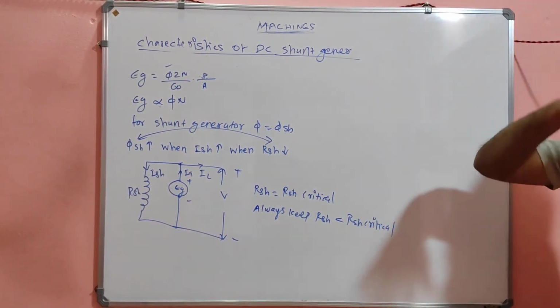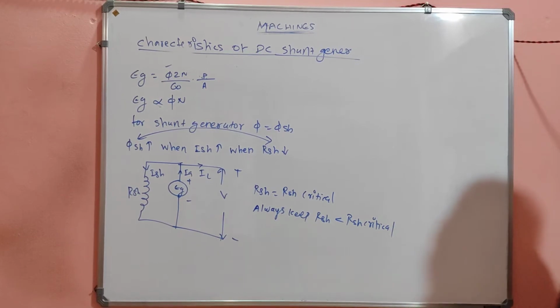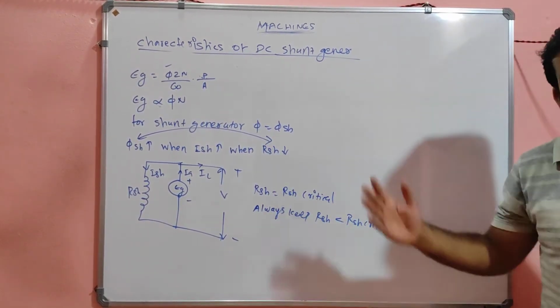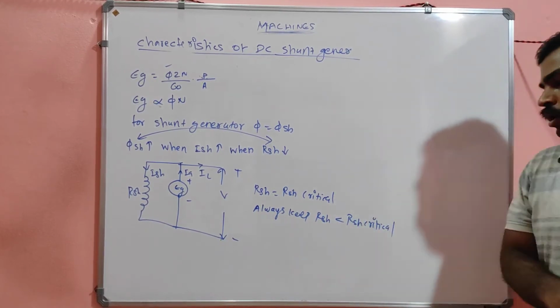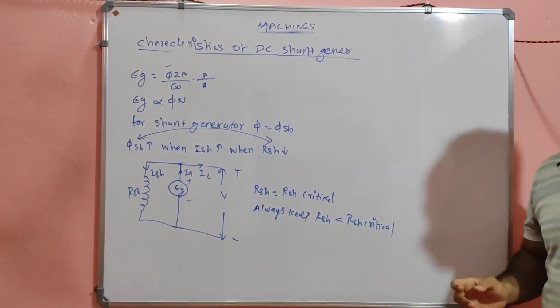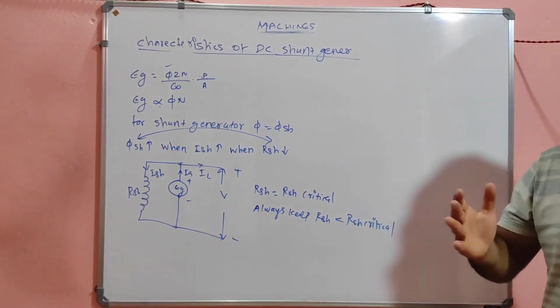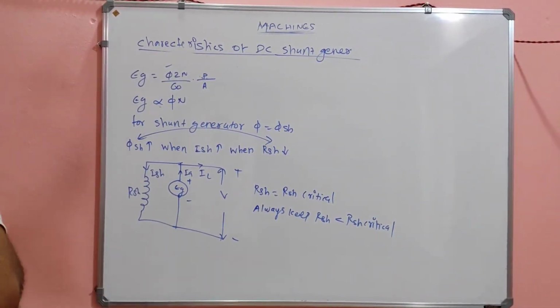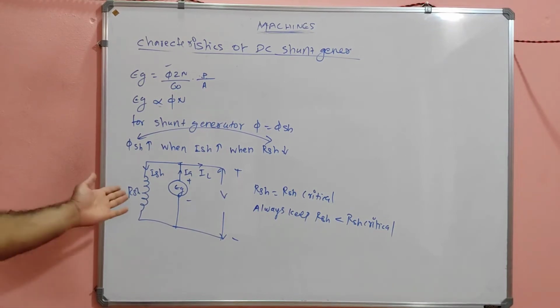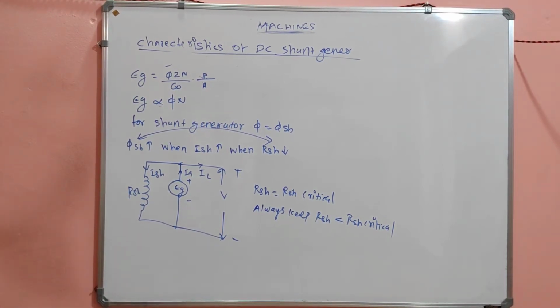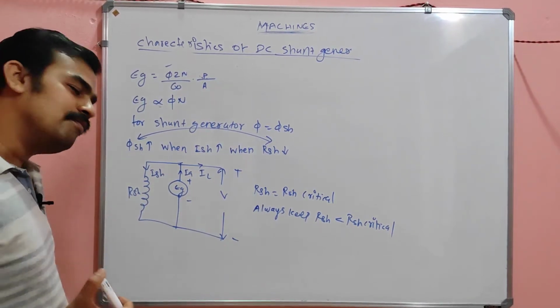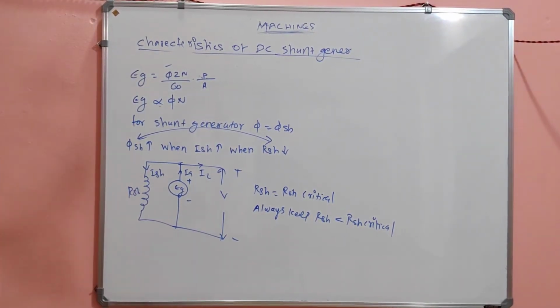If you increase the resistance beyond that critical value, then there will not be any EG. The machine will not work. The generator will not work. So we have to always keep in mind the value of the shunt field resistance RSH. Its value will always be less than the critical value.